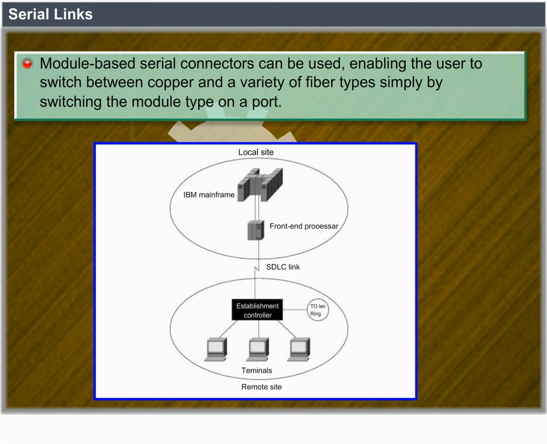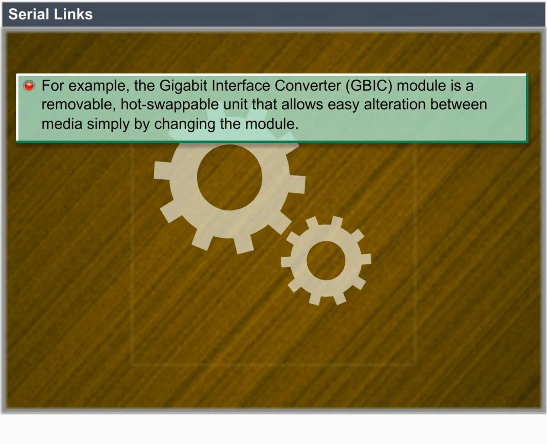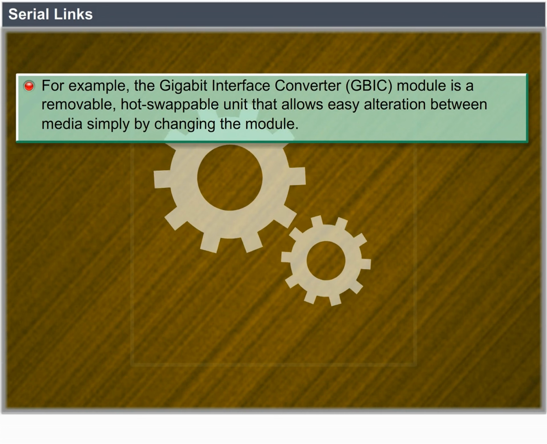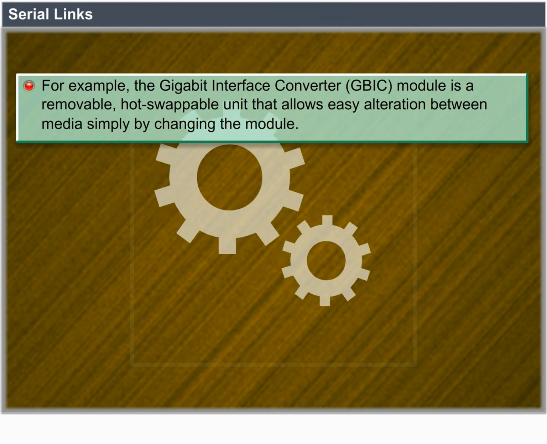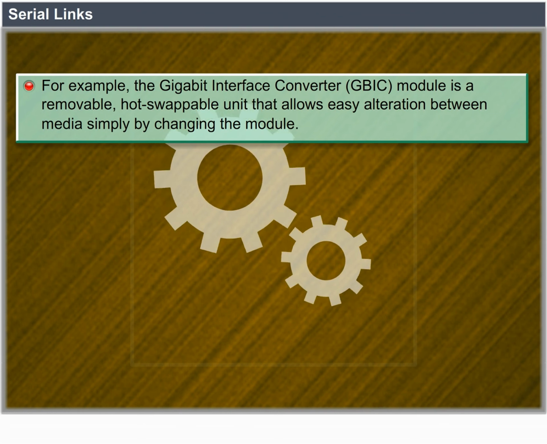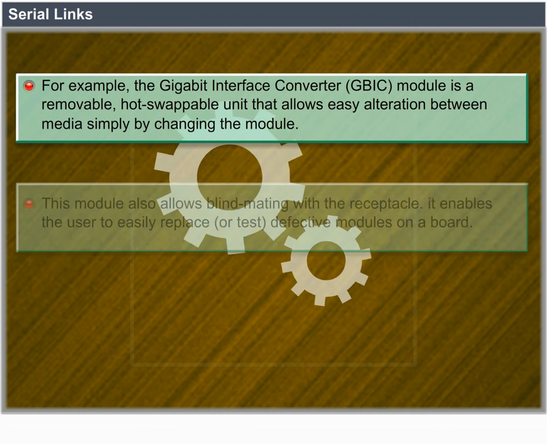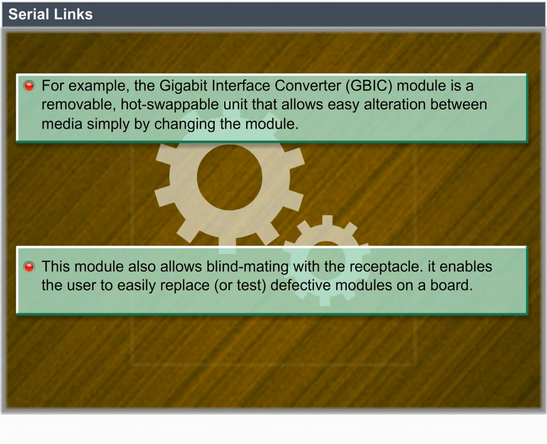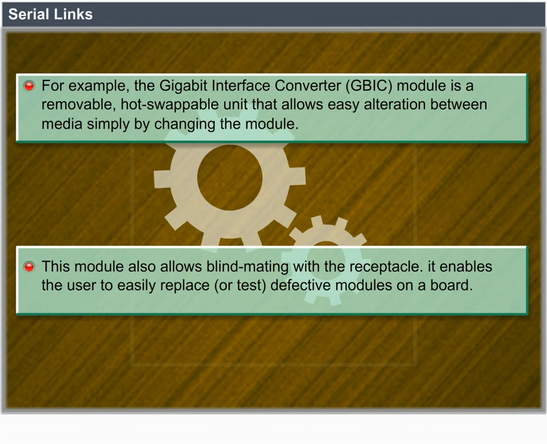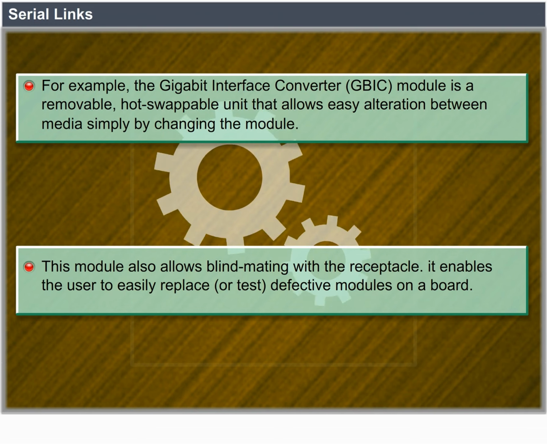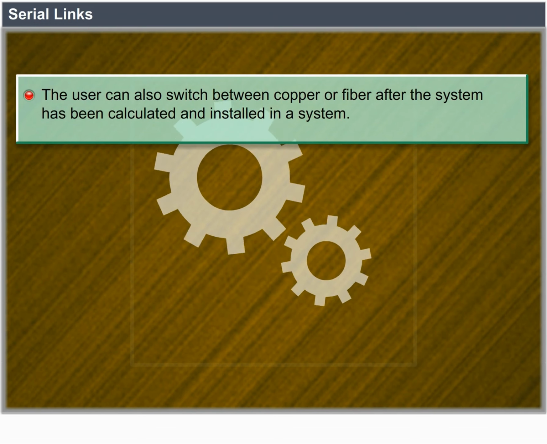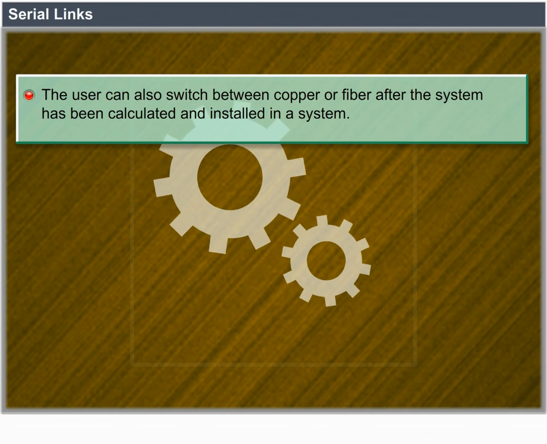For example, the Gigabit Interface Converter, or GBIC module, is a removable, hot-swappable unit that allows easy conversion between media simply by changing the module. This module also allows blind mating with the receptacle. It enables the user to easily replace or test defective modules on a board. The user can also switch between copper or fiber after the system has been designed and installed in a system. This is impossible with current parallel backplane technology.